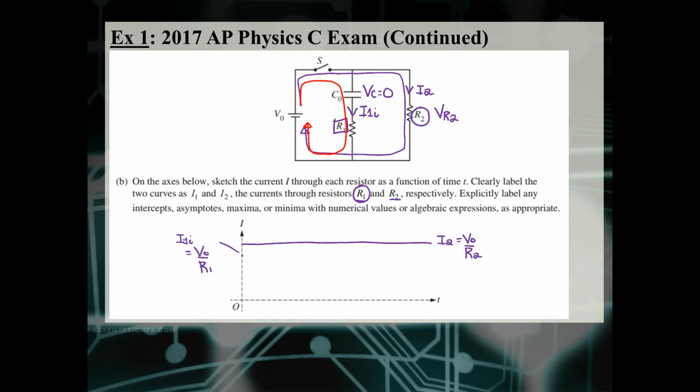Now that's only going to be true just for this one instant, and then we're going to have the graph exponentially decay to 0. As the capacitor gets more and more charged, the current in that branch is going to drop off progressively.